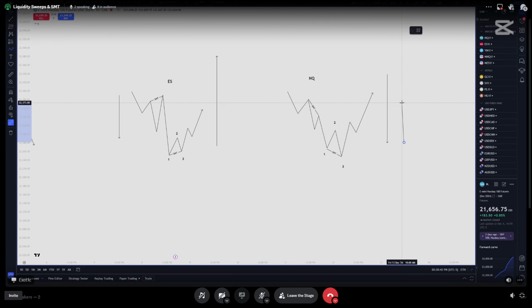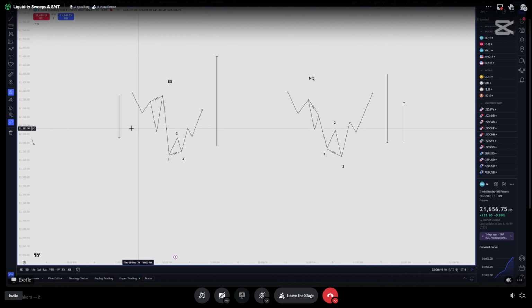Does that make sense? Since ES is showing us that it's a stronger pair here, because it's making this higher high, it's going to be weaker going down, and that means it's going to be stronger going up, and the same thing vice versa for NQ.